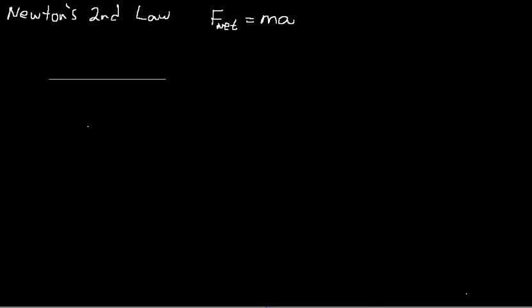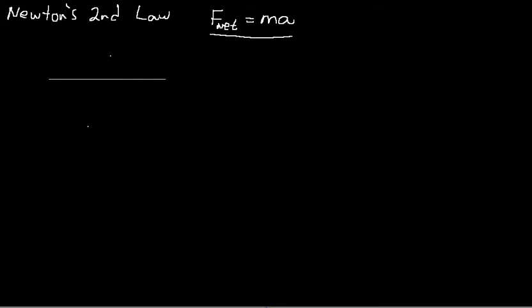So here we go. We're going to talk about Newton's second law now. Newton's second law is the famous force equals ma, or F equals ma equation. What Newton's second law is about is saying that the net force acting on an object is equal to the mass of the object times its acceleration. So let's take an example here.